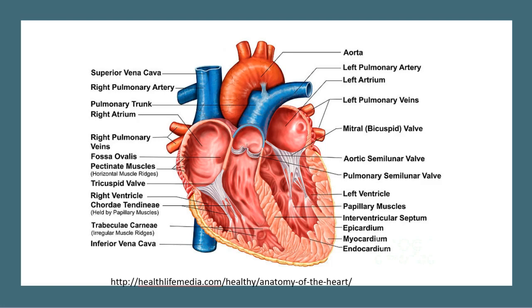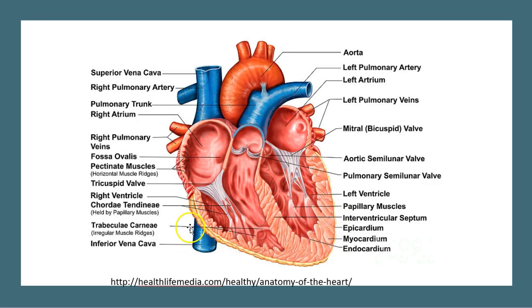And you should be able to identify all of this, if anything, just from your anatomy and physiology class. So at the top we have the aorta coming across, and we have your pulmonary artery, your left atrium here, your pulmonary veins in the back, your bicuspid valve. You have your aortic semilunar valve here, your pulmonary semilunar valve, your left ventricle, your papillary muscles, interventricular septum, and you have the myocardium with the endocardium. And coming around, you have your inferior vena cava.